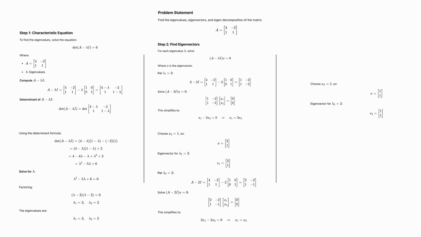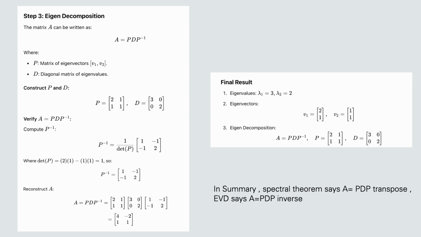This is just a quick example of calculating the eigen decomposition of a matrix. The matrix we are using here is [4, -2; 1, 1]. We pretty much follow the same steps that we did yesterday for the spectral theorem. We characterize the equation, we find the determinant, and using the determinant we solve for lambda and find the eigenvalues. Once we have the eigenvalues, we substitute the lambda values, which are 3 and 2 in this case, and find the eigenvectors.